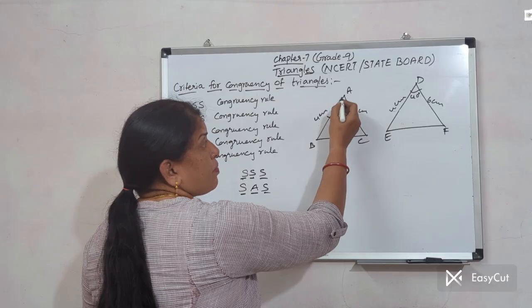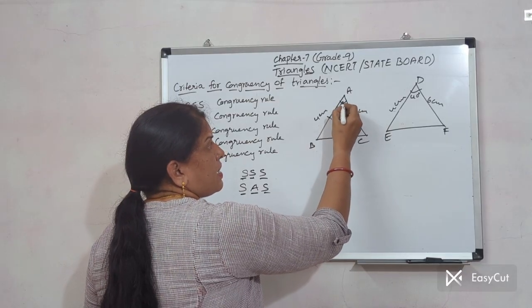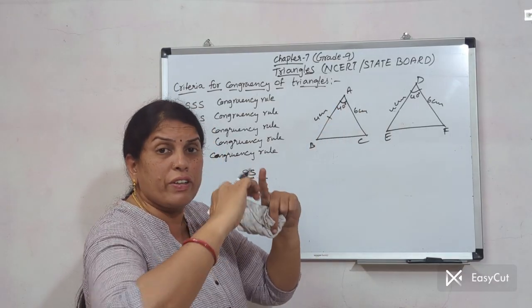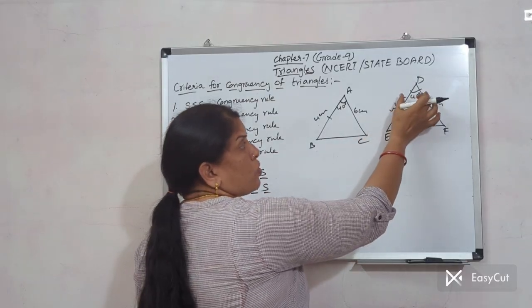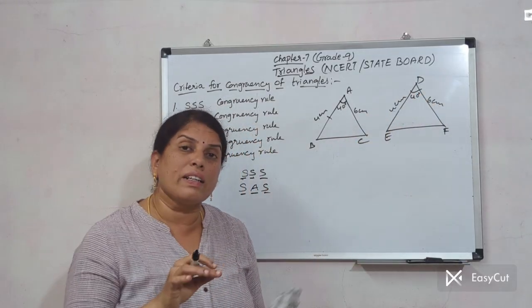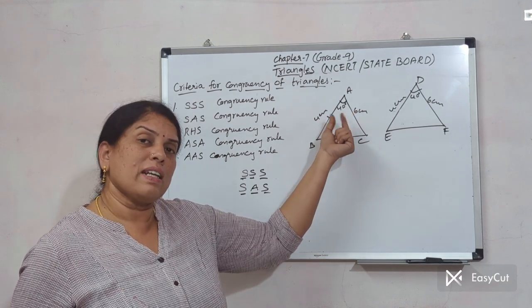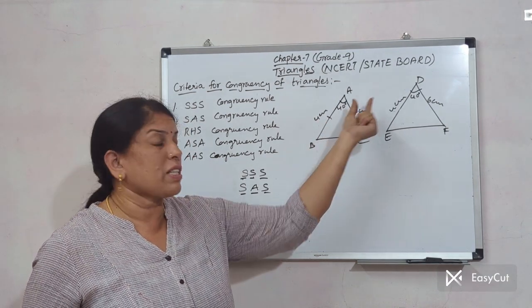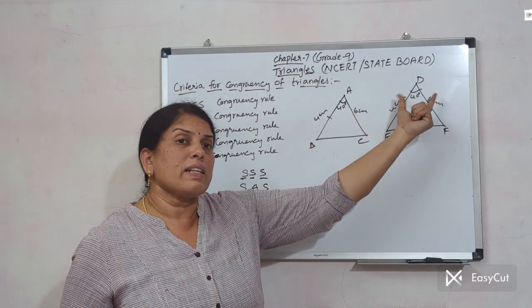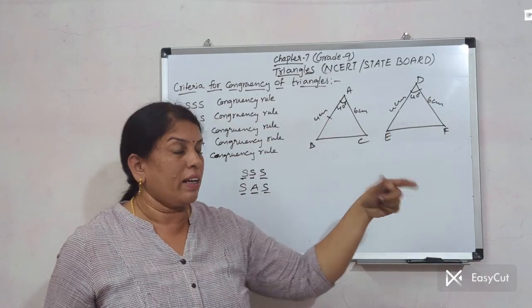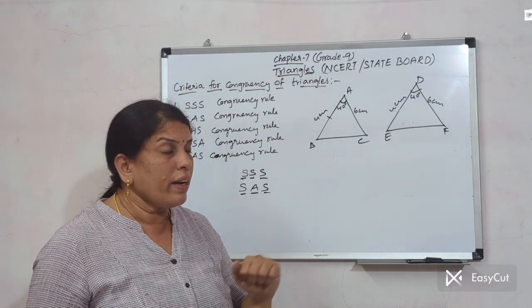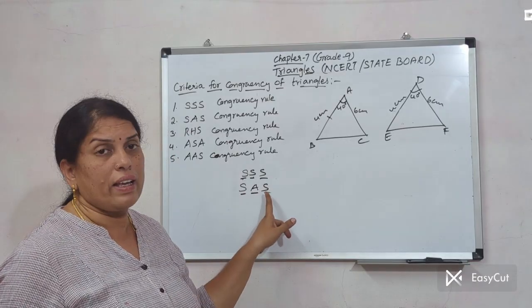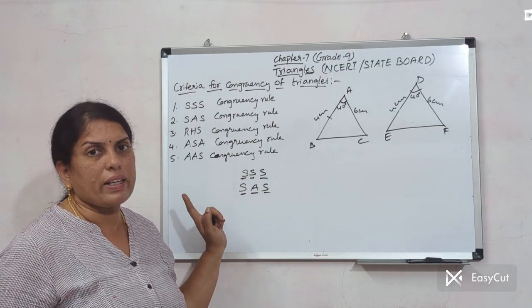If you observe, between these two sides an angle is there. Compulsory, the two sides and the angle between them must be equal. The included angle, we will call it. If two sides and the included angle of one triangle are equal to the two sides and the included angle of another triangle, then those two triangles are said to be congruent according to SAS congruency criteria.